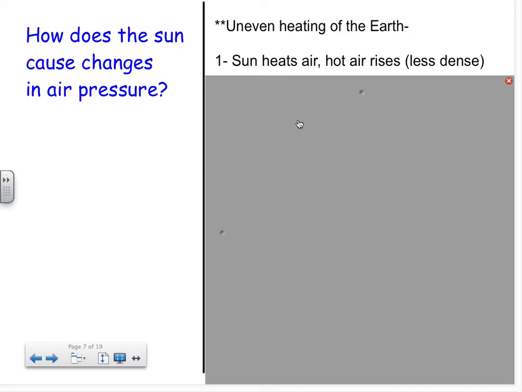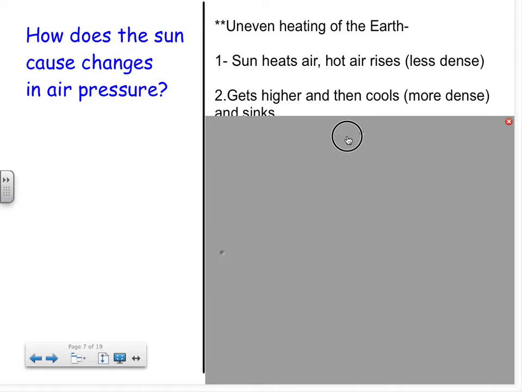And what we know, whenever the sun heats the air, we know that hot air rises. Hot air, we know, are like molecules of gas. And those gas molecules like to zip out all over the place. And because they keep pushing each other away, they're zipping all over the place, they are less dense. They don't want to be close together.